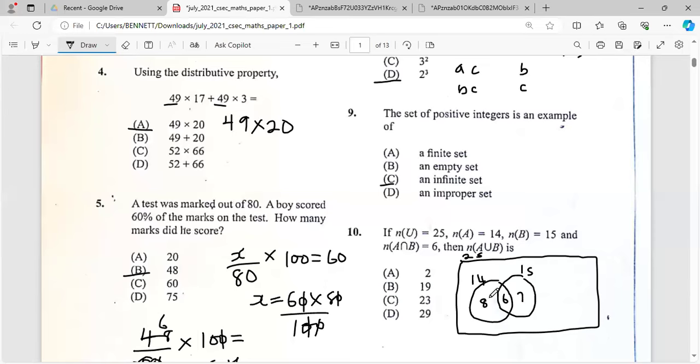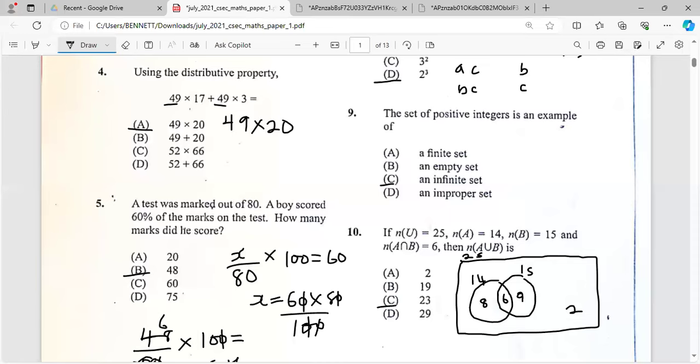Remember that A union B means that you combine the two sets, all the elements in the sets. That's what A union B is. So that means that 2 are probably outside. 8 and 6 are 14, 14 plus 7, no, that's 21. Oh, this should be 9. Yeah, so 8 and 6, 14 plus 9, 23.